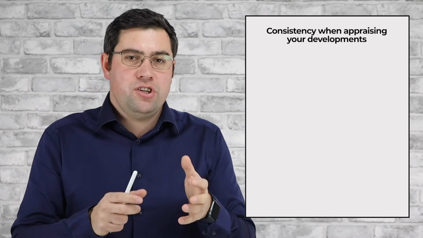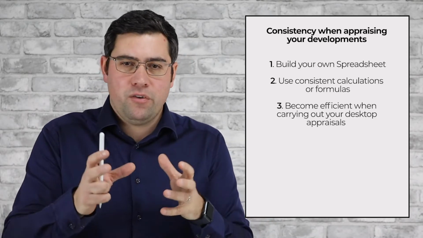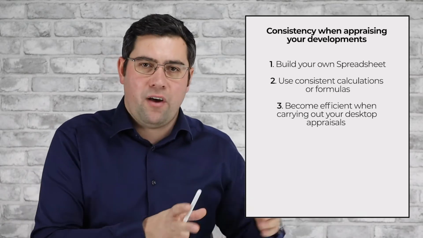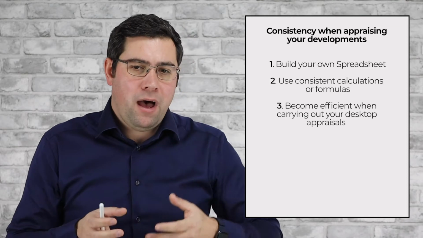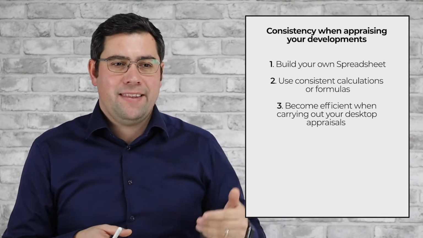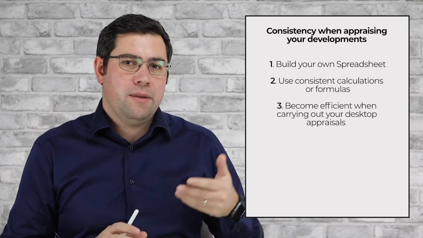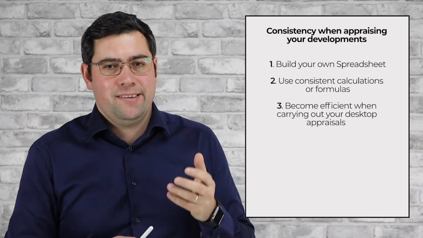Now, most developers use a spreadsheet to do that, and they set up their own spreadsheet and their own model. Some use a traffic light system for appraising developments. How you do it is down to you, but just make sure you understand the formulas that you're using, you understand the calculations for those formulas, and the base figures that you're using are consistent and that you apply a level of consistency to your development.